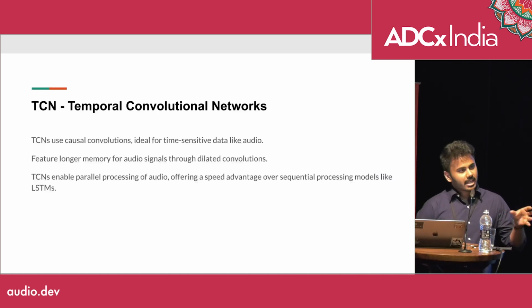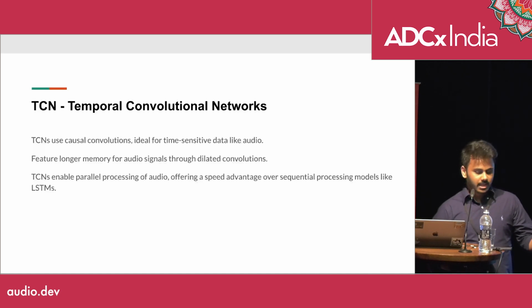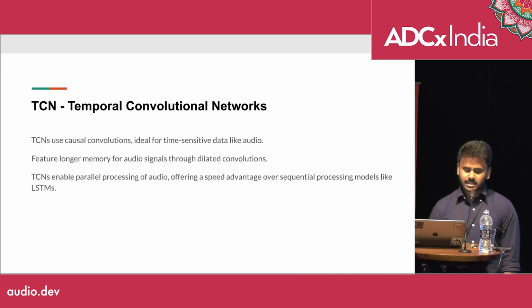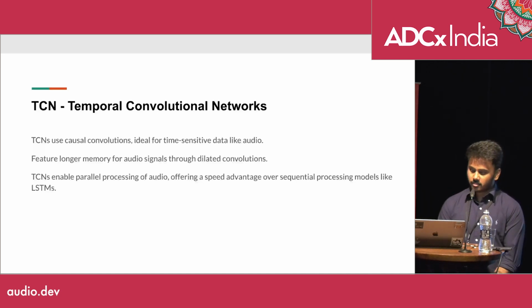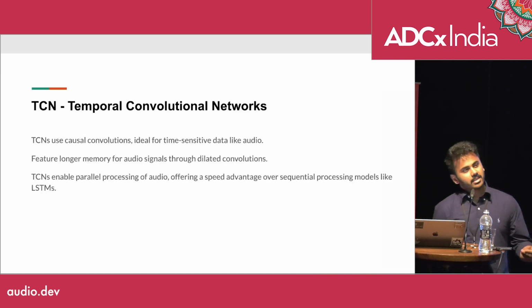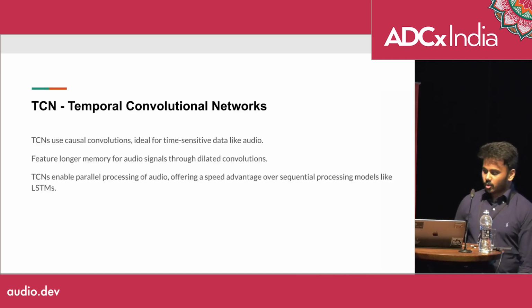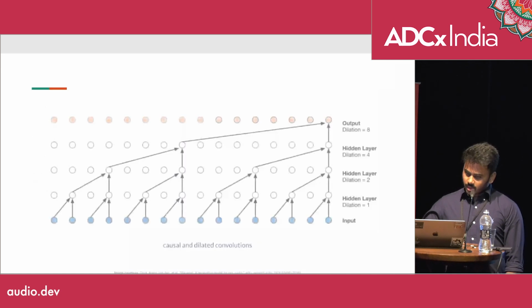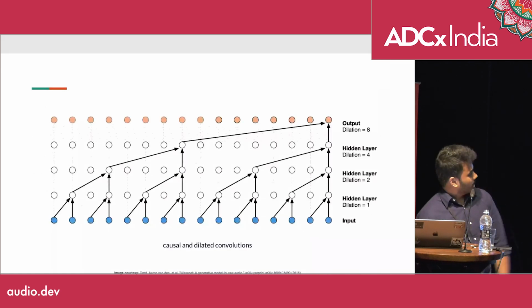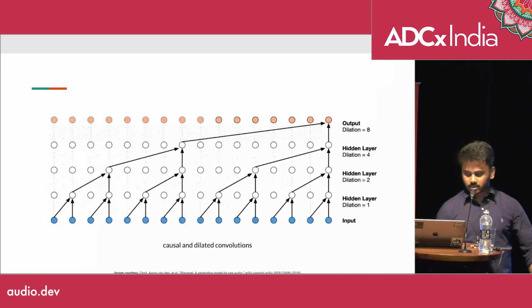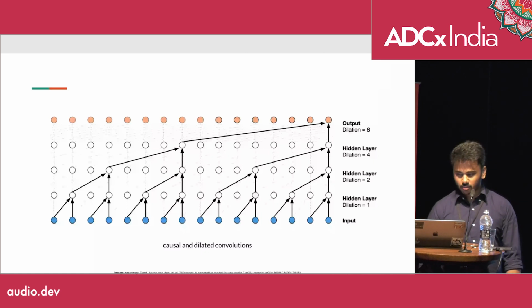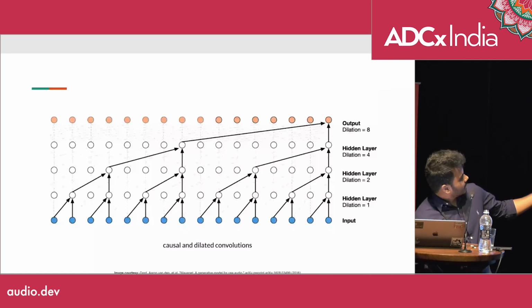That helps you increase the receptive field. Also, TCNs are good at parallel processing. That's one advantage it has over other sequential models like LSTMs, RNNs and so on. This is an image that explains what causal and dilated convolutions are. In this case, you could see that each kernel is of size 2.